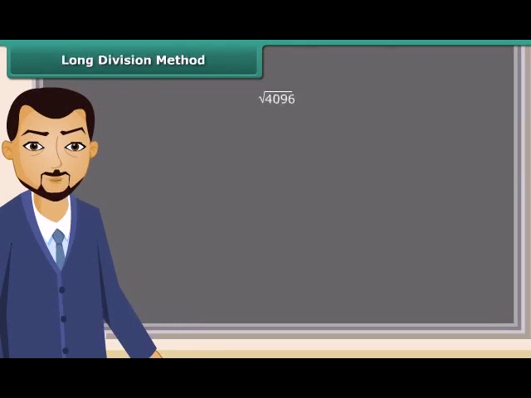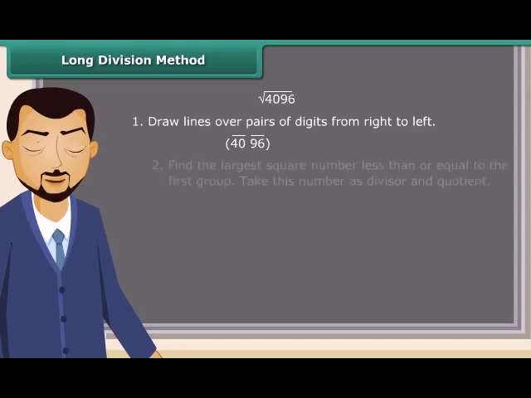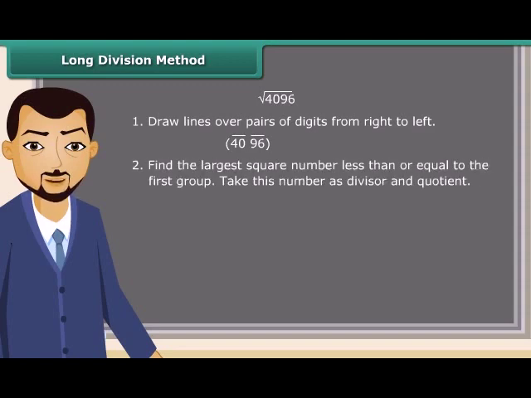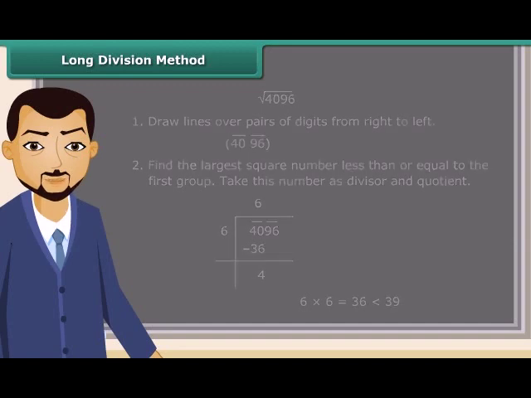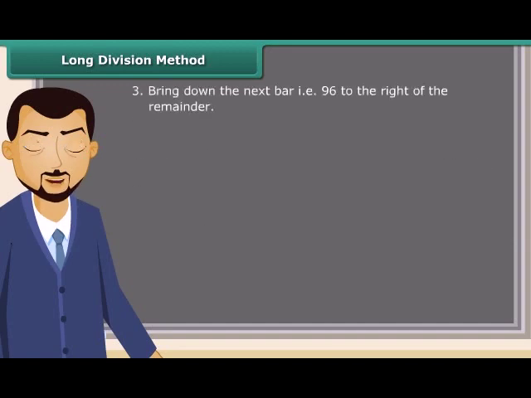For large numbers, the prime factorization method of finding square root becomes difficult. So we use long division method. Let us look at the steps. First of all, draw lines over pairs of digits from right to left. Next, find the largest square number less than or equal to the first group, that is 40. Since 36 is less than 40, so we take 6 as the divisor and 6 as the quotient. Now subtract 36 from 39. After that, bring down the next bar, that is 96, to the right of the remainder.